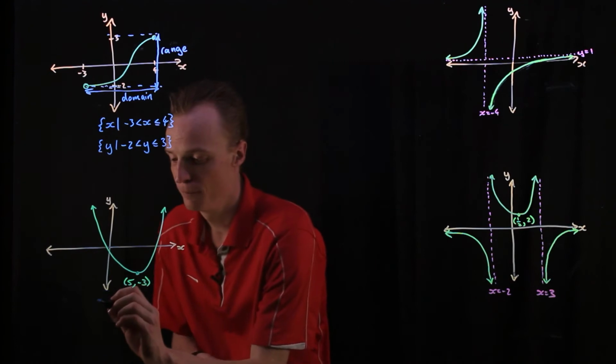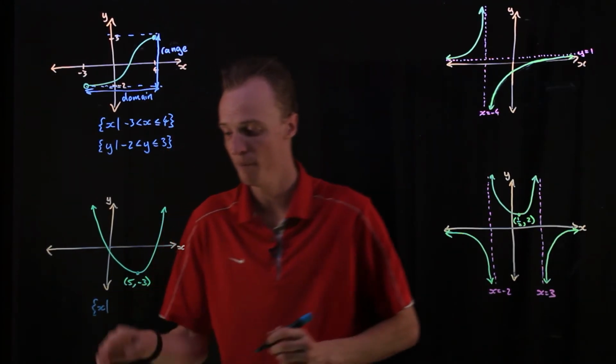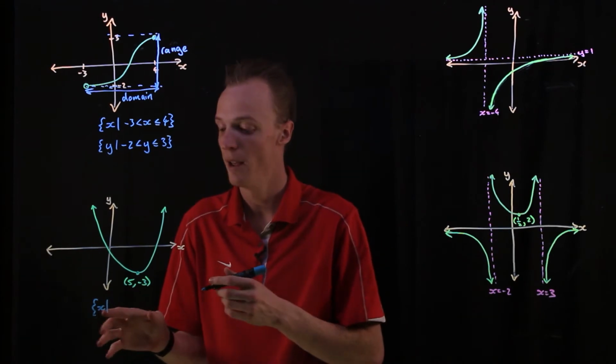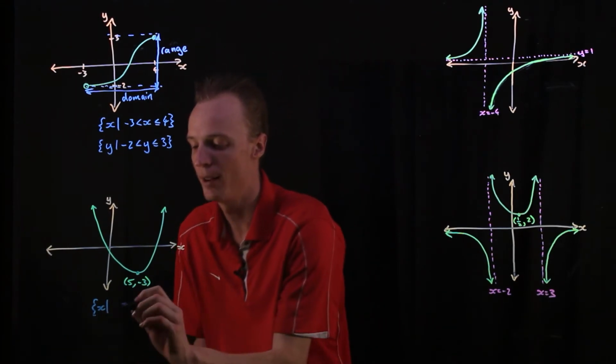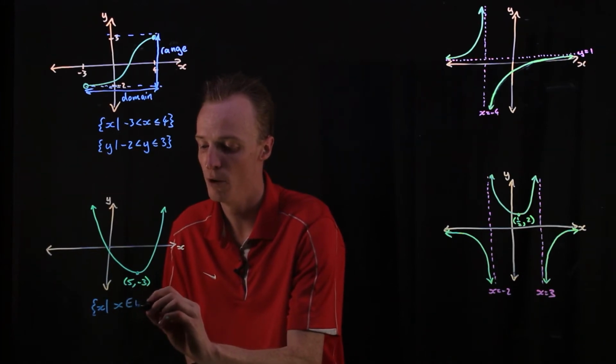So what we do is, like we did before, we do our x bar with our curly brackets. It's a dodgy one. And then we say that our x can be any real number.